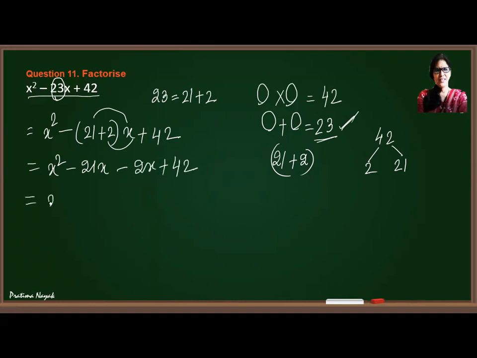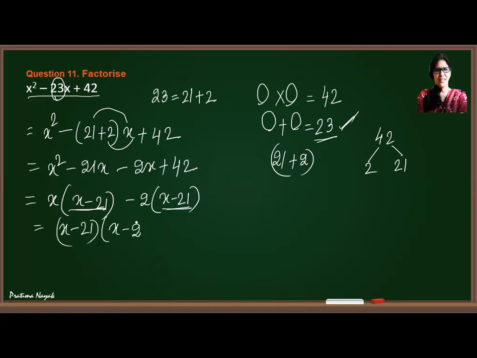Next, what will be common? X taking common, x minus 21. Minus 2 taking common, x minus 21. Take care, this and this will be the same, otherwise you have made a mistake somewhere. X minus 21, take it common, what will be left? X minus 2. So the answer is x square minus 23x plus 42 is x minus 21 into x minus 2.